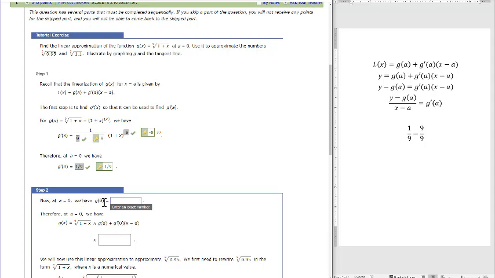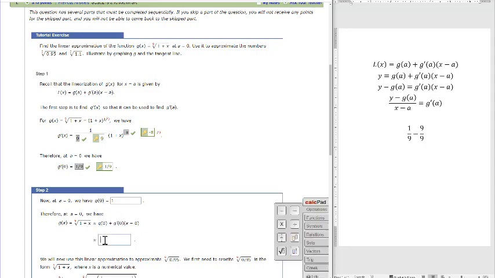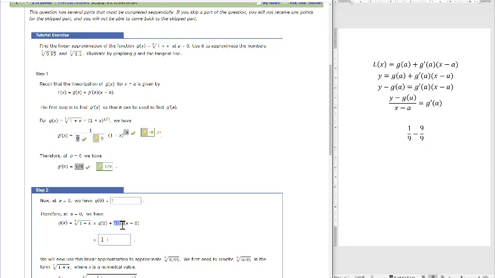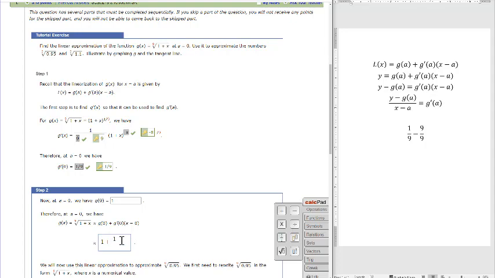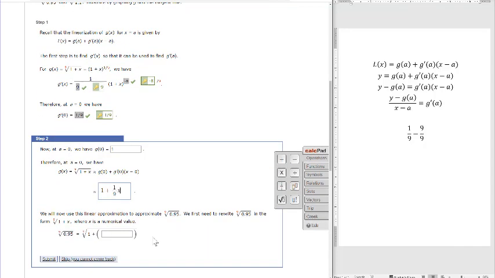Now we have g of 0: if this is my g function, I put 0 in for x, I'm just going to get 1. So I have g of 0 is equal to 1, and now I want to write this equation. So this is going to be g of 0 plus g prime of 0, we got that to be 1/9, times x minus 0. Well, let's just put x over here. So this is our linearization.